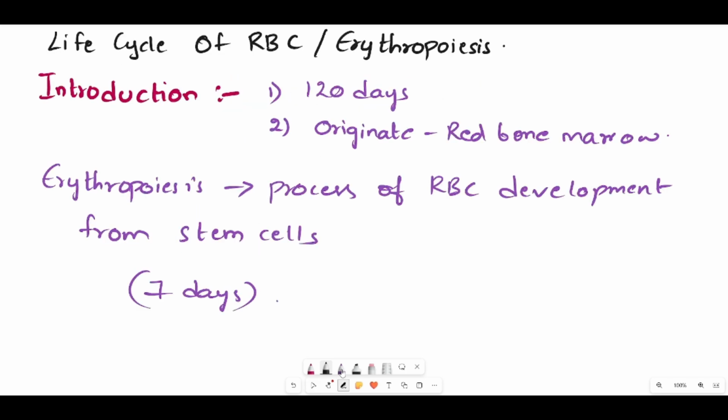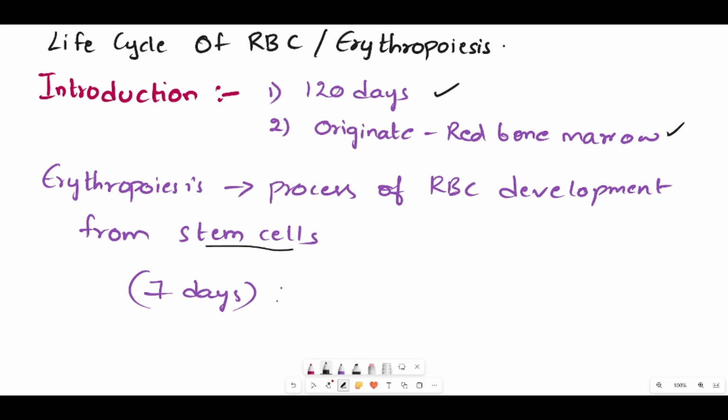Before knowing its life cycle and its phases, first we have to know some basic points about it. First thing is the life cycle of RBC. The lifespan of one RBC will be 120 days and it mainly originates from the red bone marrow, and the process is also called erythropoiesis. It is simply the process of RBC development from the stem cells. Stem cells are simply the precursor cells or the starting cells from which the RBC is developed. It generally takes 7 days to complete this process.